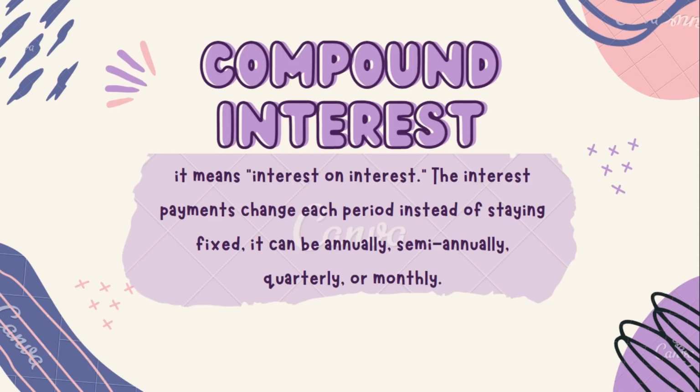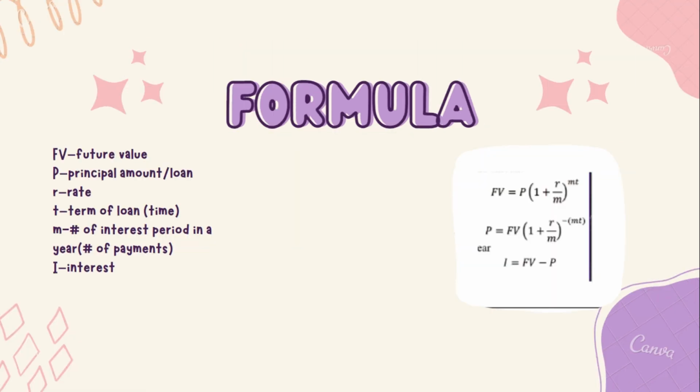Moving on, we have the compound interest. Basically, it means interest on interest. The interest payments change each period instead of staying fixed. It can be annually, semi-annually, quarterly, or monthly. These are the terminologies that we use for compound interest. First is the future value or compound amount. This is just the same as the maturity value, but we use future value for compound interest. It is the sum of interest plus principal.